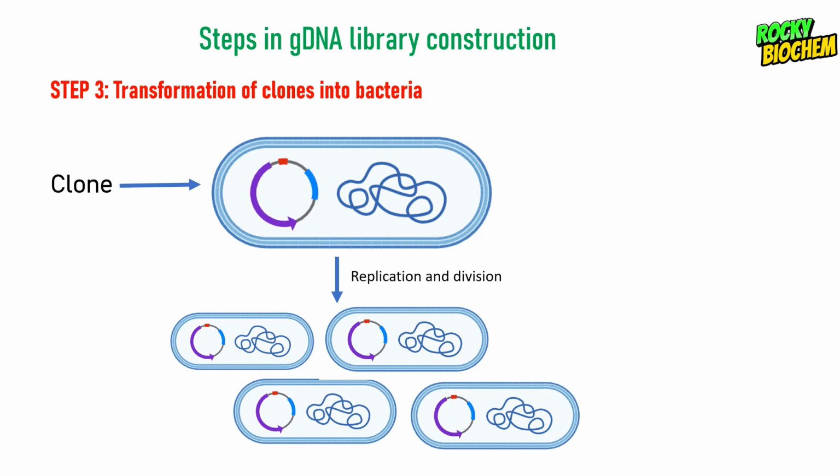So we extract the DNA from the organism, we digest it, and then we digest our vector as well, and then we clone our DNA fragments into the vector and then transform it into a bacteria for the bacteria to replicate and then divide to obtain multiple copies of our clones. Transformation just involves the process of introducing the clones into the bacteria. This is what transformation means.